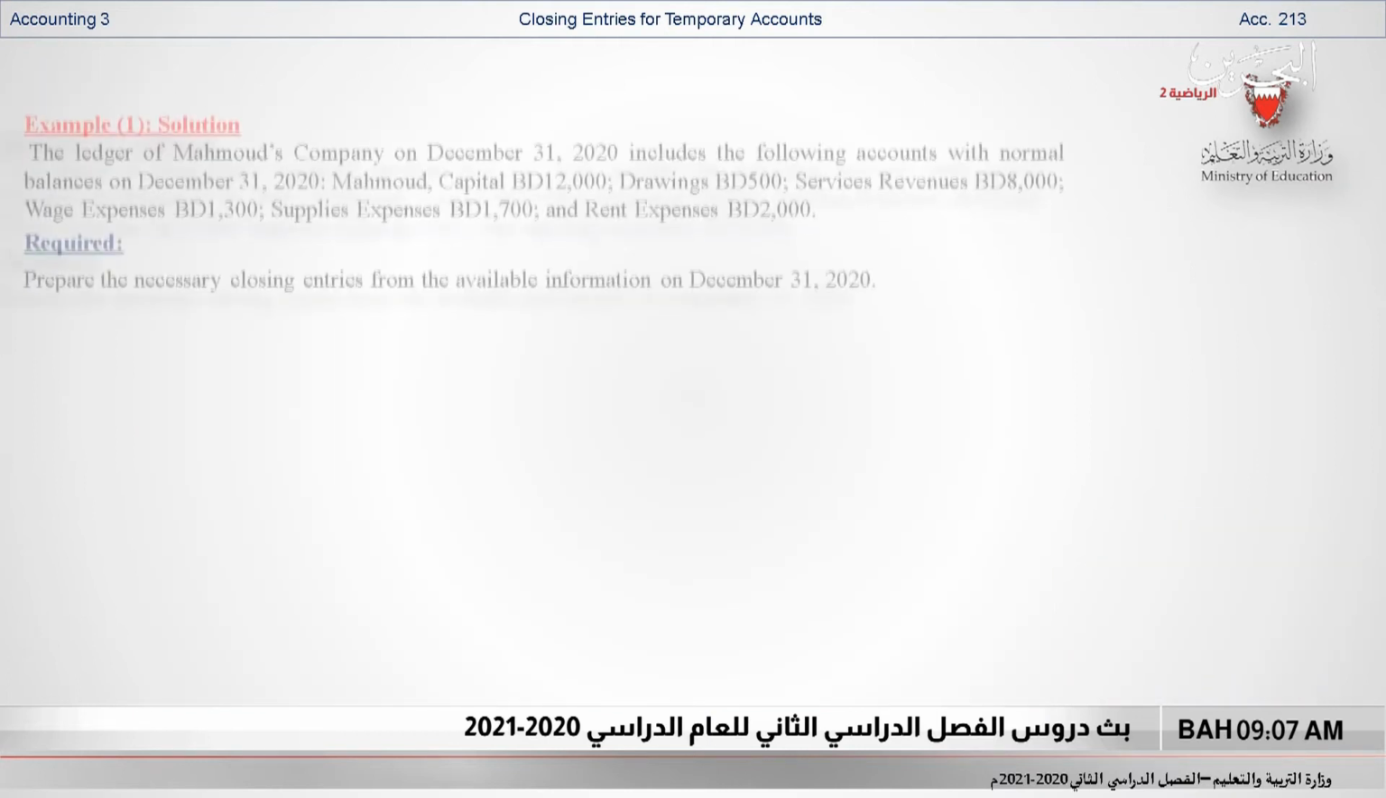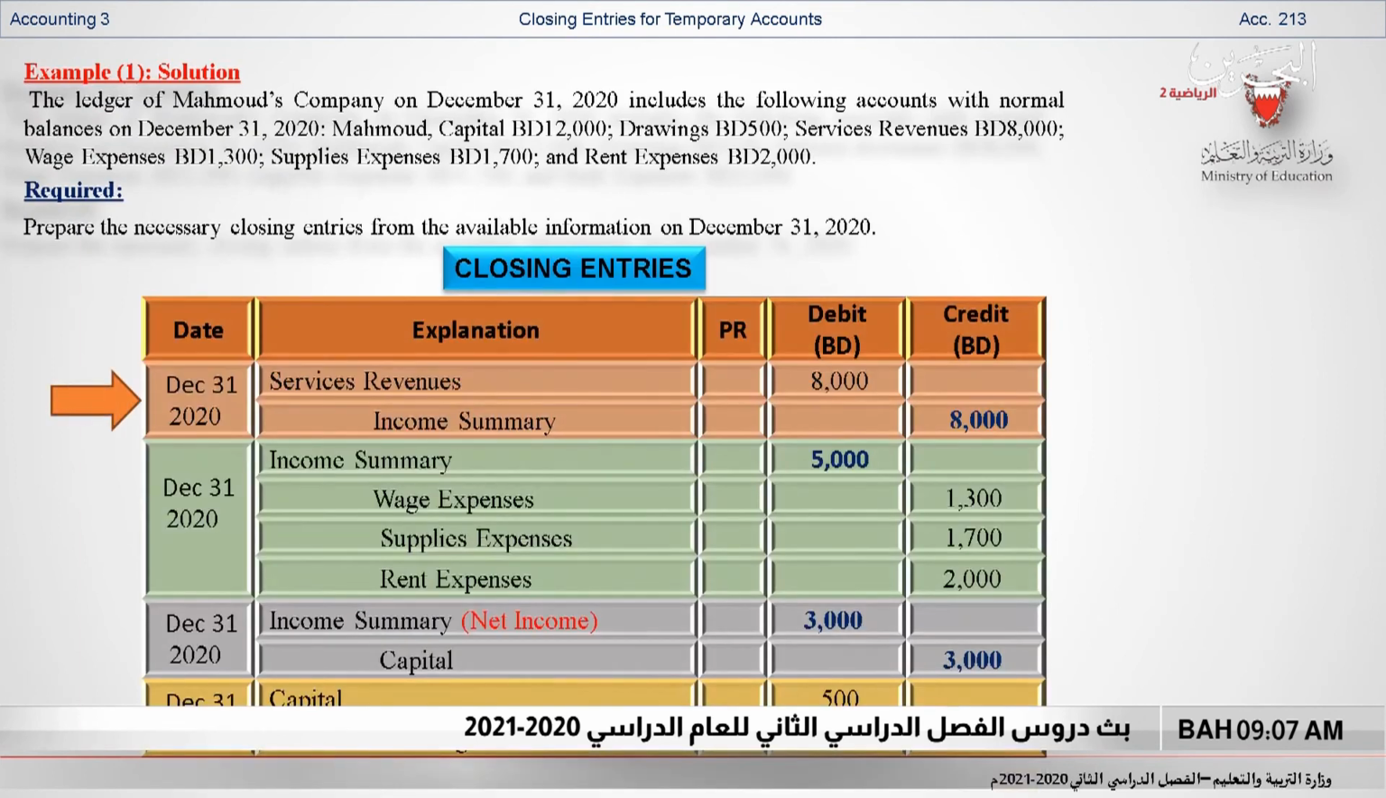The first step, you have to close the revenues account, which is service revenue. You have to prepare one journal entry that debits service revenue account by 8,000 BD and credit an account called income summary for 8,000 BD.